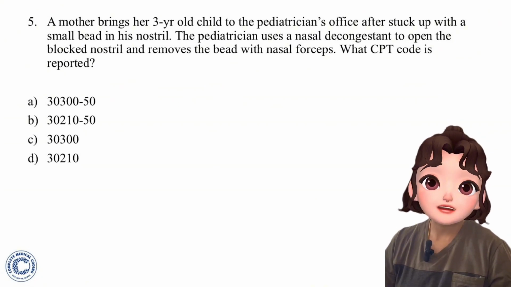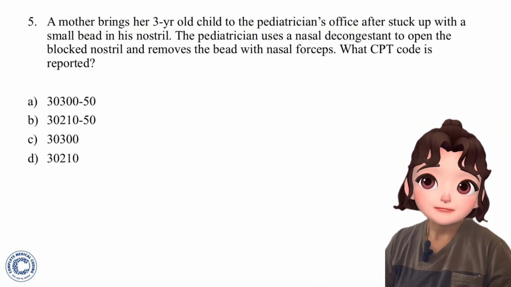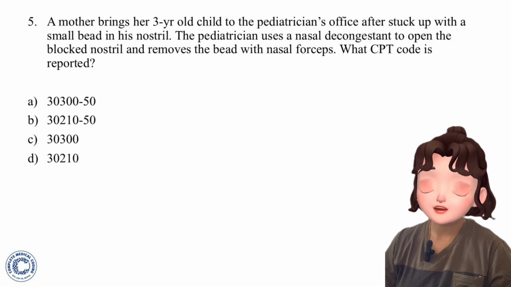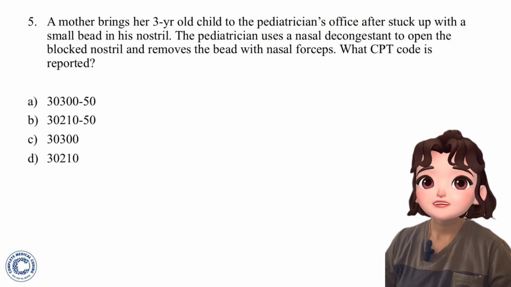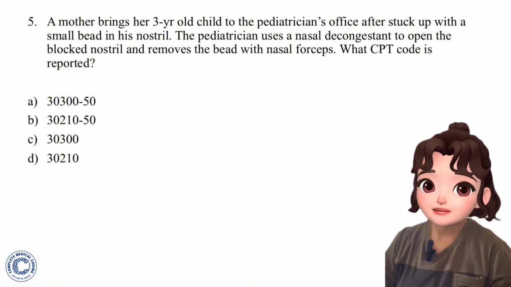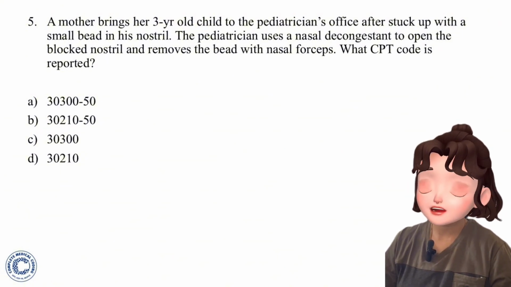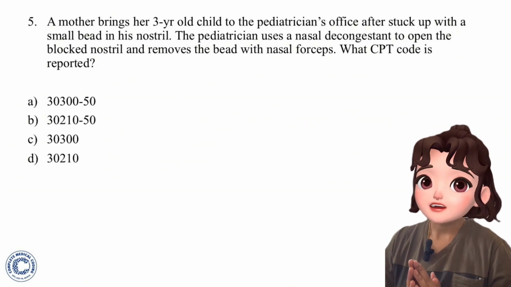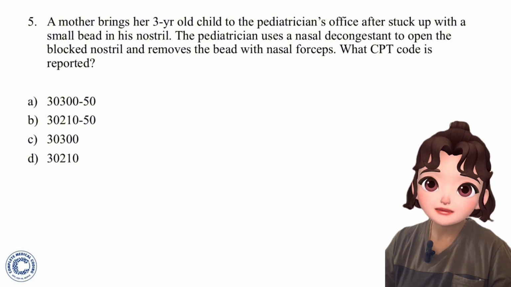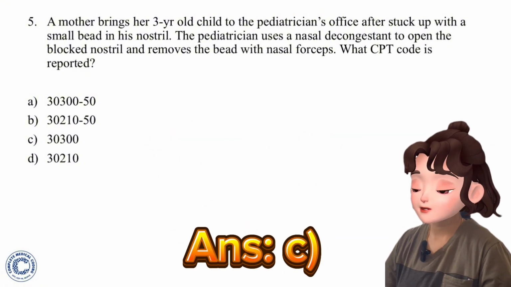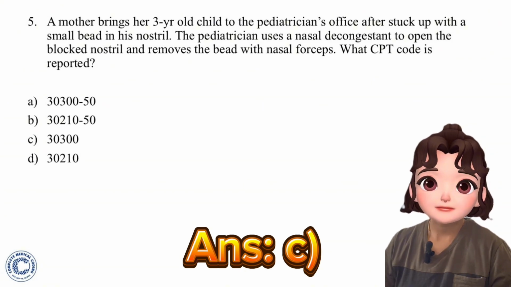Should we add modifier 50 bilateral? That is what you have to find out. In the question nothing is mentioned, even in the description nothing is mentioned to append modifier 50 or bilateral. So it means no need to add modifier 50. If it is required, they will mention it in the description down in the brackets. Since nothing is mentioned, you have to code only 30300. So the correct answer is option C, 30300 for the removal of foreign body, intranasal, office type procedure.